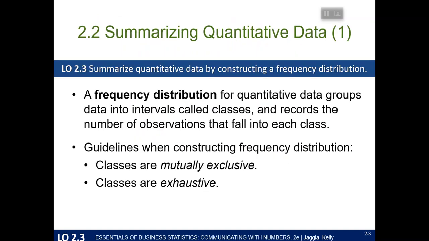A frequency distribution is a way to group quantitative data into groups or intervals or classes, and then we can summarize how many fall into those groups. The classes are mutually exclusive, in other words, they do not overlap. And they are exhaustive, meaning they cover the entire sample, so there's no data out of our 36 houses that's left out when we construct our classes.